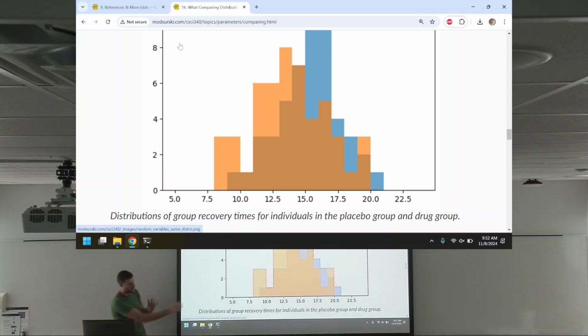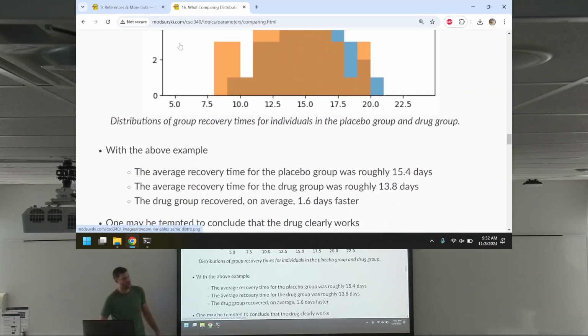So in this instance, I had 15.4 and 13.8. If I run it again, are they going to be the same? Are they going to be different? How different? If I do this all again, what's the odds that I'm going to get similar results?